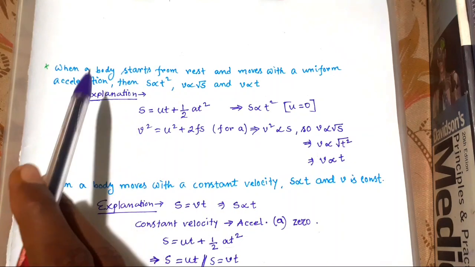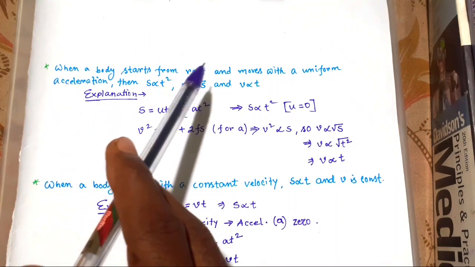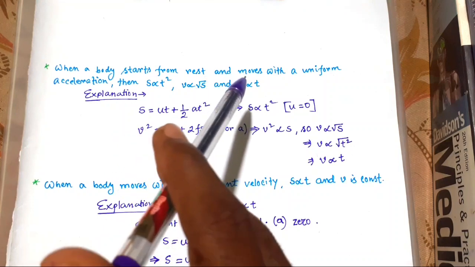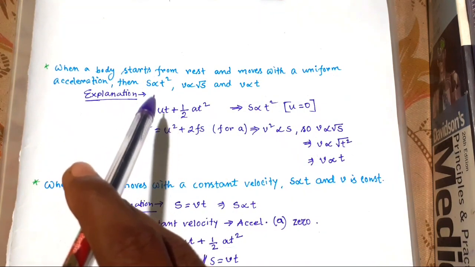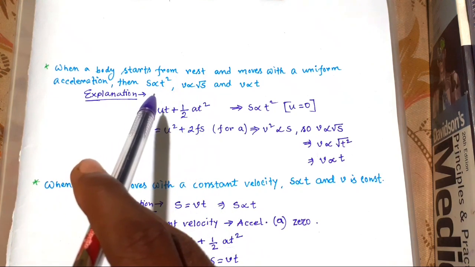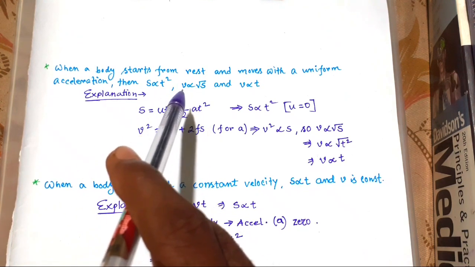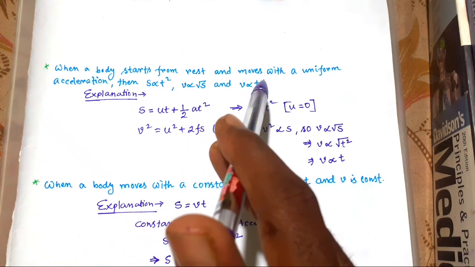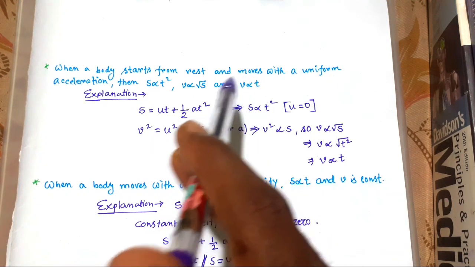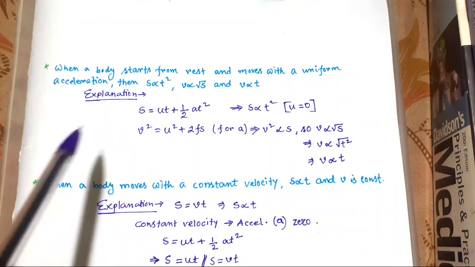Number 1. When a body starts from rest and moves with a uniform acceleration, then S is proportional to t square. S means distance, okay. V is proportional to root S, and V is proportional to t. V means velocity, okay. T means time.